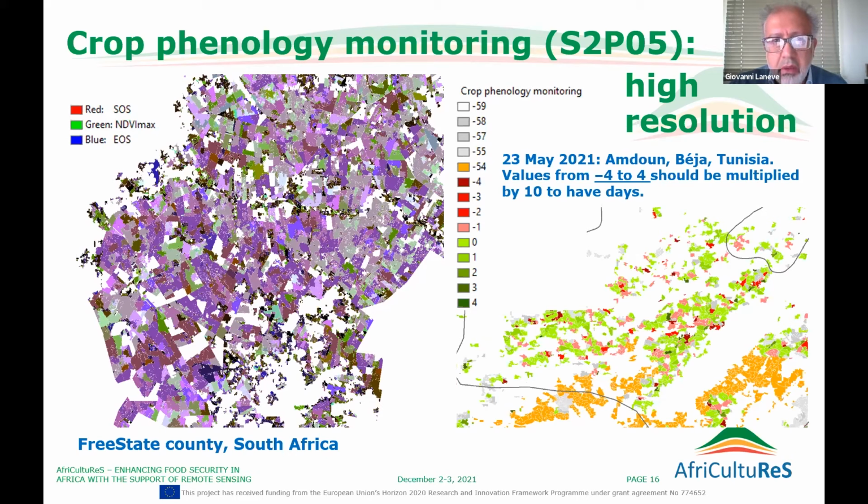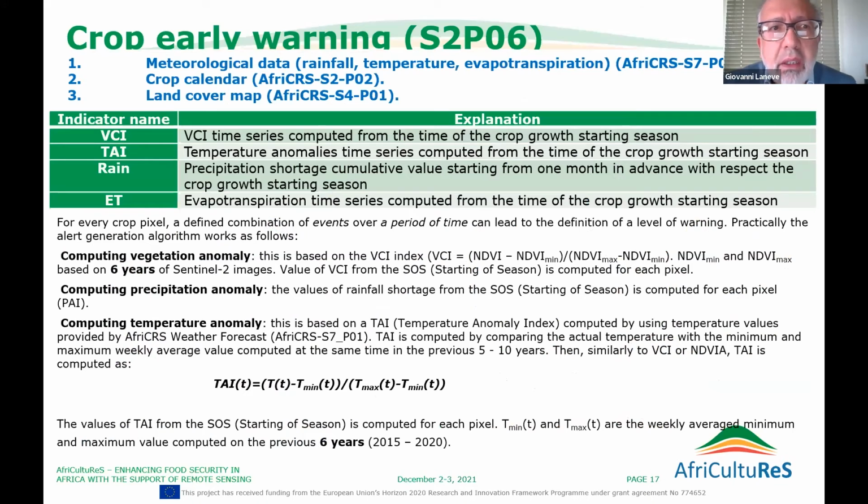Please, Ines, you can go on to the next one. Concerning the crop early warning, this is also provided at two different levels. The medium and high resolution is based on using the VCI that was already introduced by Ines, the vegetation condition index, what we call the TAI, the temperature anomaly index, and also the precipitation anomaly index.